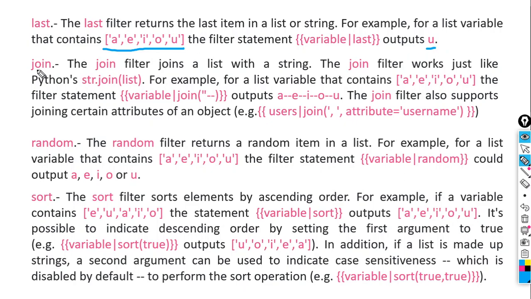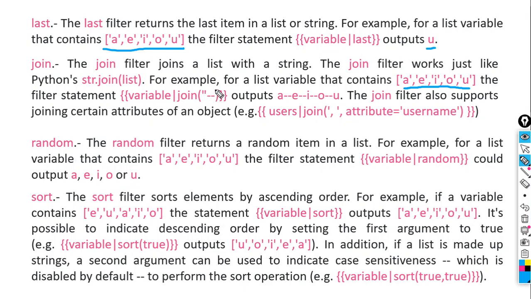Next filter, join. What it does here, the join filter joins a list with a string. Means what? Look here. This is the example. We have the list of characters A, E, I, O, U. Okay, and we want to join two hyphens for each and every character. So how can we join this one? You should write here curly bracket, variable. So this is the list, and join, and write here the character you want to join.